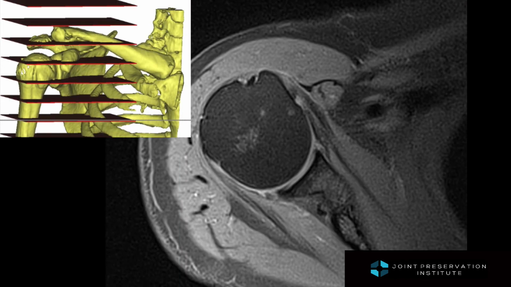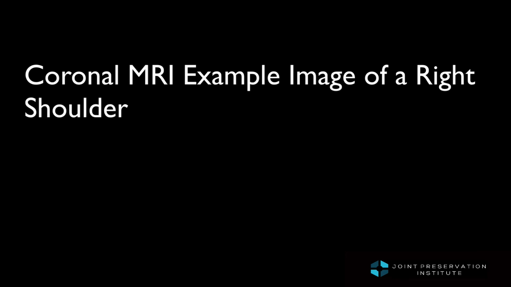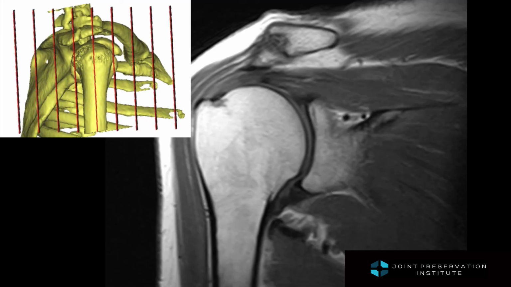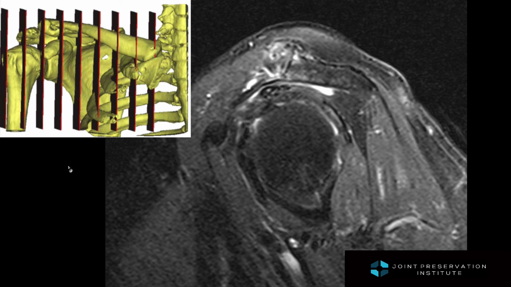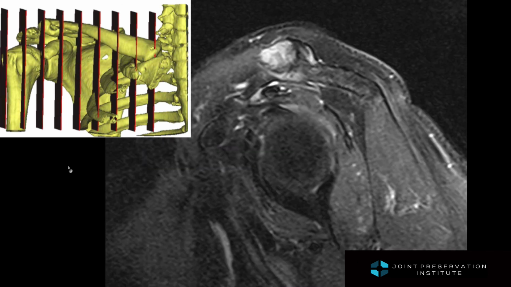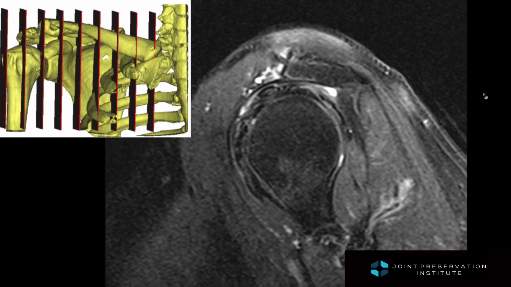This is an MRI of a right shoulder. We can see the image as a cross-section through the upper arm and shoulder. This is now a coronal MRI, and if we move from front to back, we can see that this is oriented as a frontal image, showing many of the same structures but in a different perspective. Finally, this is a sagittal image of the shoulder with a front-to-back orientation.